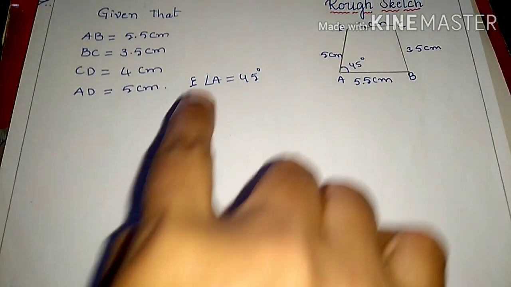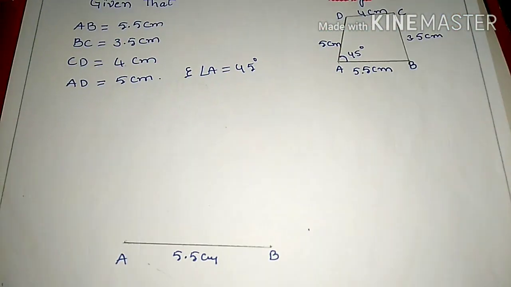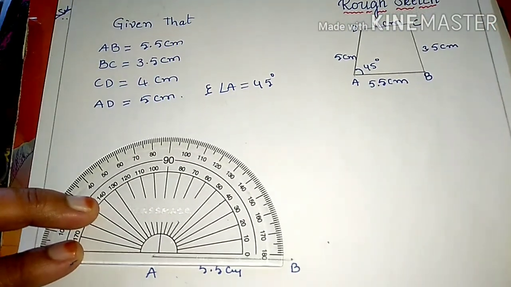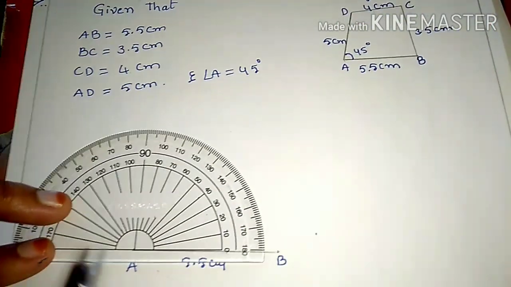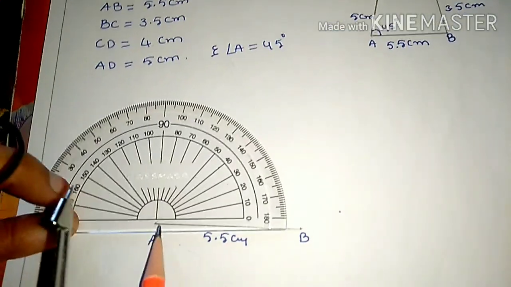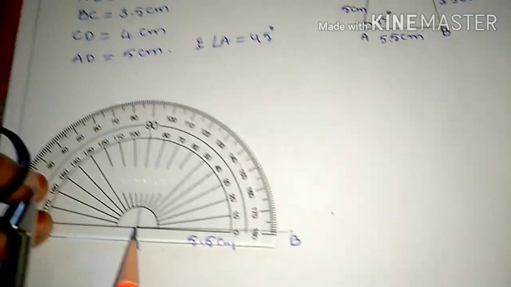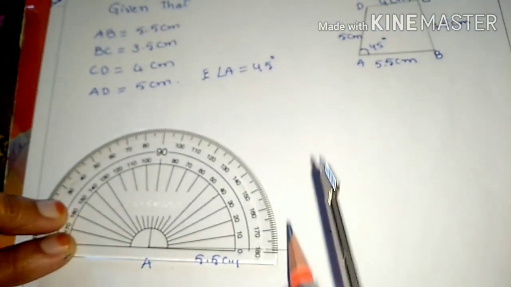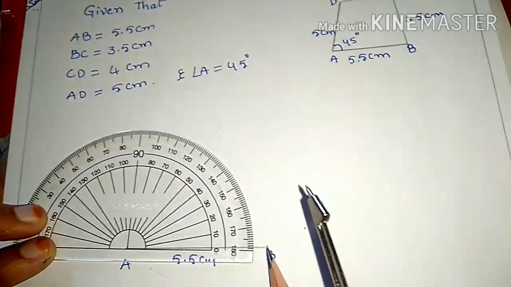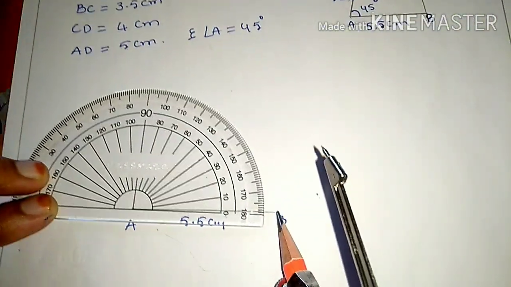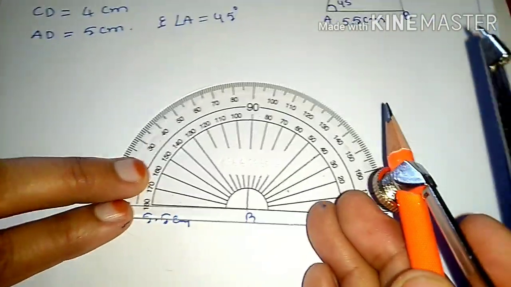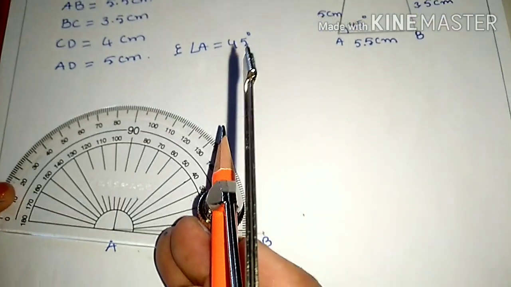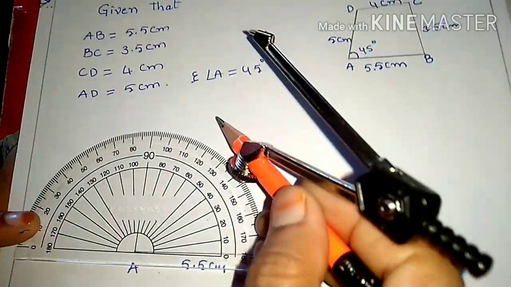Next, take angle A as given. Angle A equal to 45 degrees. Take a protractor and keep the center at A. Count the numbers from the right side onwards, then put the mark there.